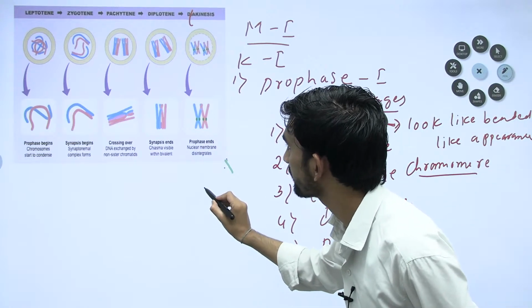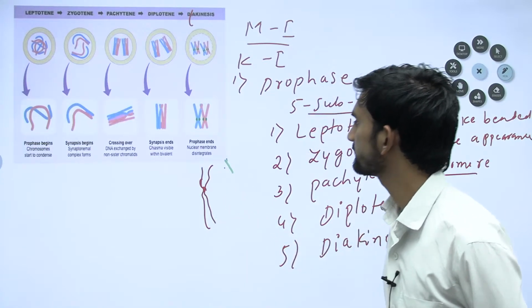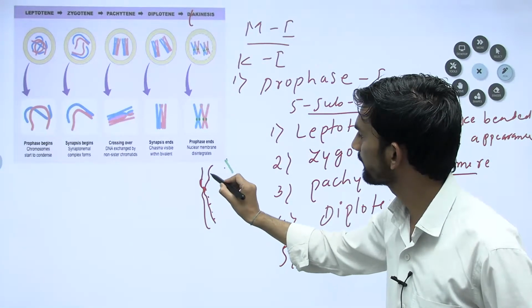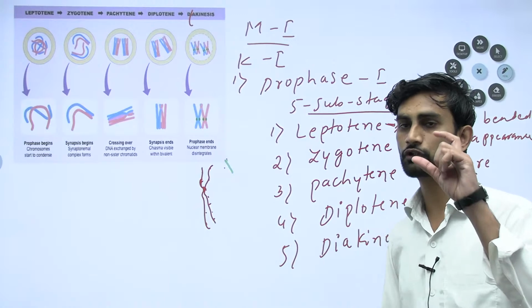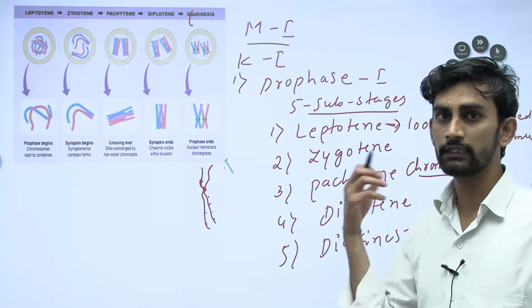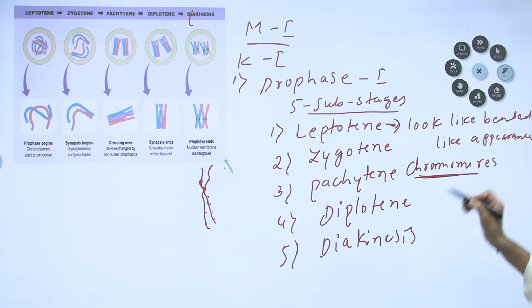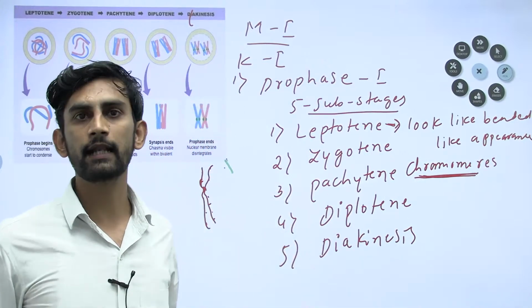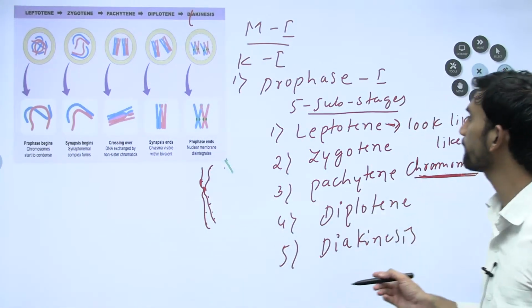Beaded in the sense, for example, take this one single chromosome. This is one sister chromatid you will find in that chromosome, and it will have dot-like structures. This looks like a thread, and within that thread those dots look like beads, like a rudraksha. Due to that reason we also call it chromomere. Are you getting my point? Chromomere is based on the chromosomal threads having that beaded appearance. That's how it got its name. This is the first event happening in the leptotene sub-stage of prophase 1 of meiosis.